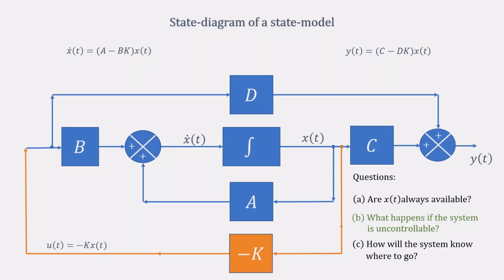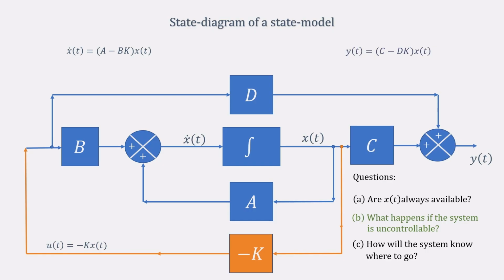The questions were, in this setup where we have taken a controller of the form u equal to minus kx, the first question we asked was, are the states always available? Because if the states are not available, we won't be able to implement this control law. The second question was, what happens if the system is uncontrollable? Because all these things that we have done in the last lectures was with the assumption that the system is controllable.